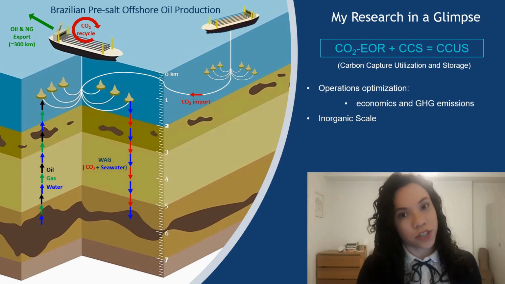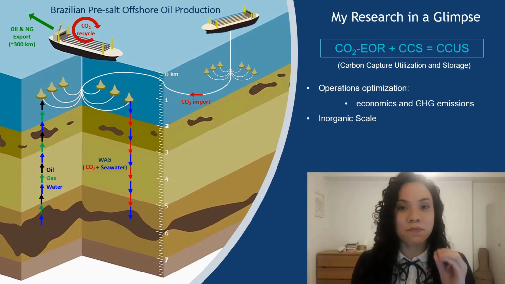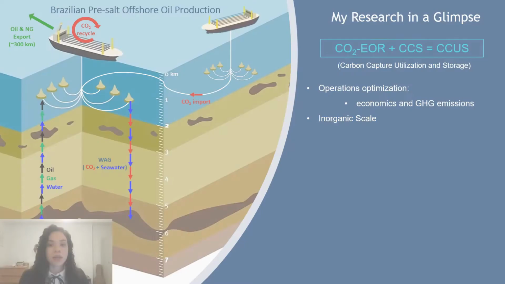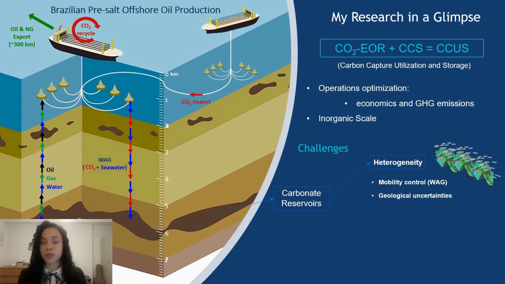We're basically trying to answer the question, how can operators use CO2, which is a greenhouse gas, for enhanced oil recovery in carbonate reservoirs in the most effective way, both reducing emissions and avoiding scale deposition in their production systems. The challenge here lies in the fact that these are carbonate rocks, therefore highly heterogeneous with fractures and high permeability zones that require mobility control methods such as WAG, water alternating gas, and also a probabilistic approach rather than deterministic, since the characterization of these rocks is very uncertain.